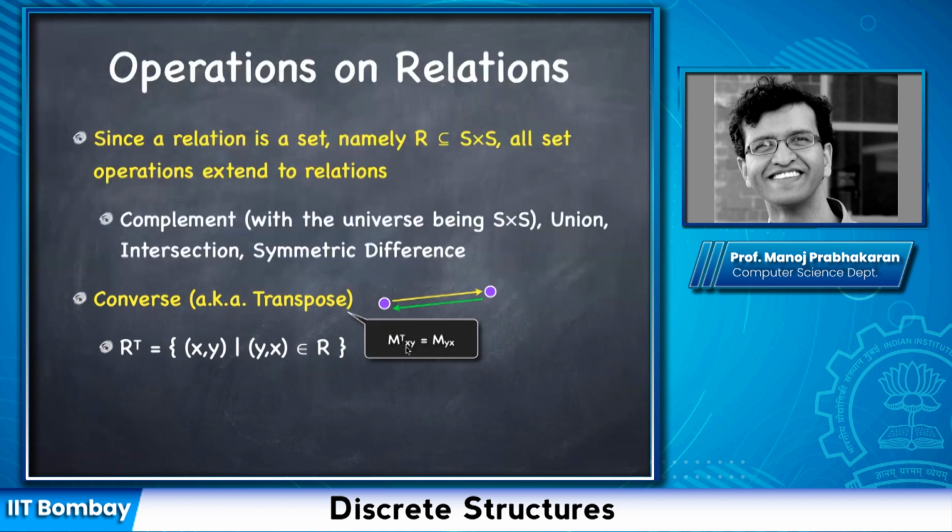So X is related to Y in R transpose means the cell in the xth row and the yth column is true if and only if in the original relation the cell in the yth row and xth column was true. When I say xth row, I mean the row indexed by the element x, and similarly for column. So here the matrix that corresponds to the representation of R transpose is the transpose of the matrix that corresponds to the relation R.